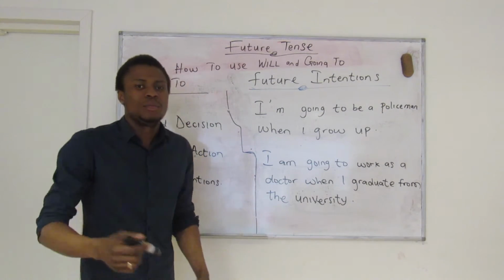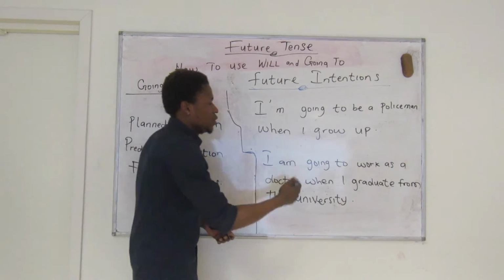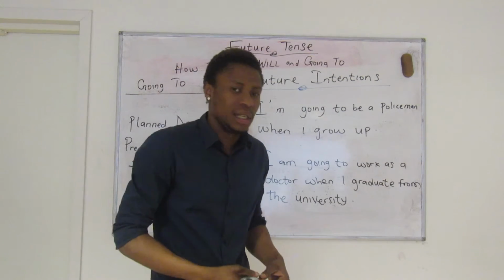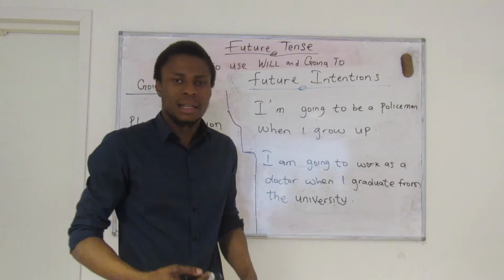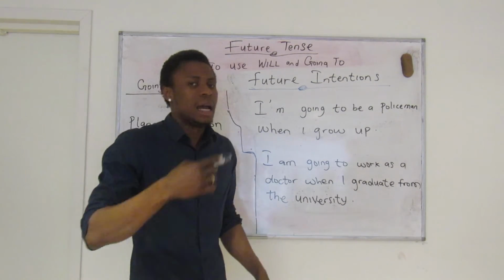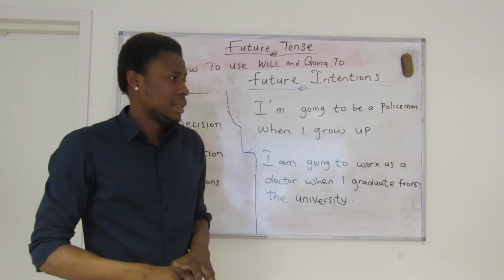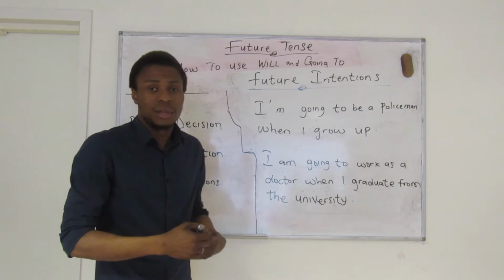Now, let's look at a more interesting example. I am going to work as a doctor when I graduate from the university. That is a future intention because right now I am studying to be a doctor, and as soon as I finish from the university, I will work as a doctor. Future intentions. So, in the next part, we are going to talk about the differences between going to and will.